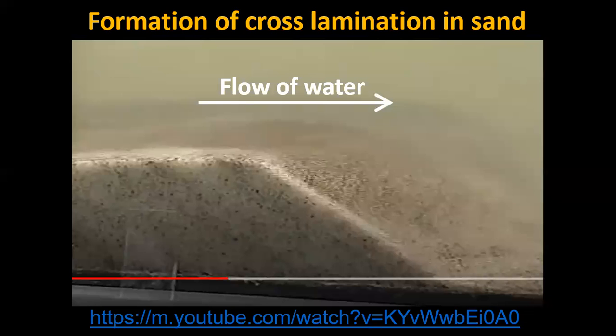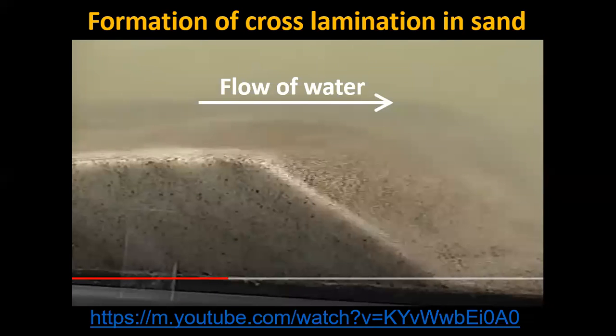The last feature I'd like to describe to help you understand the features along the trail in the rocks is cross-lamination or cross-bedding. This is a flume. It's like an aquarium. It's got a glass side. There's a flow of water, and there's a sand dune marching across the bottom of the flow of water. You can picture sand grains bouncing along the top from left to right.